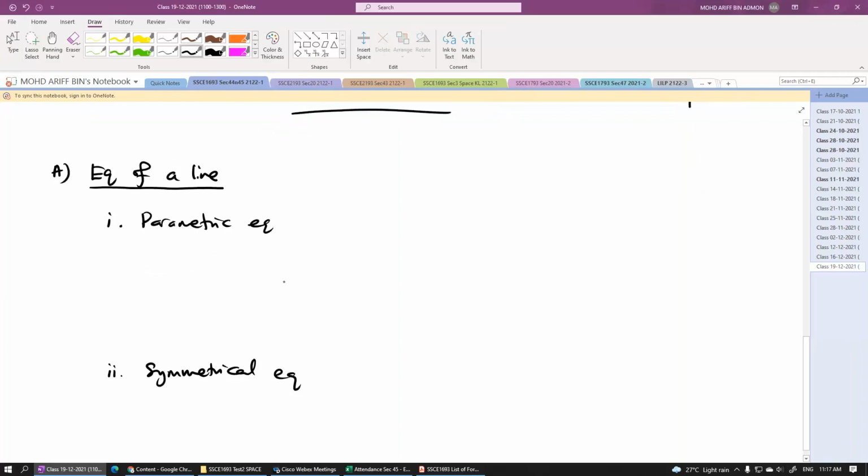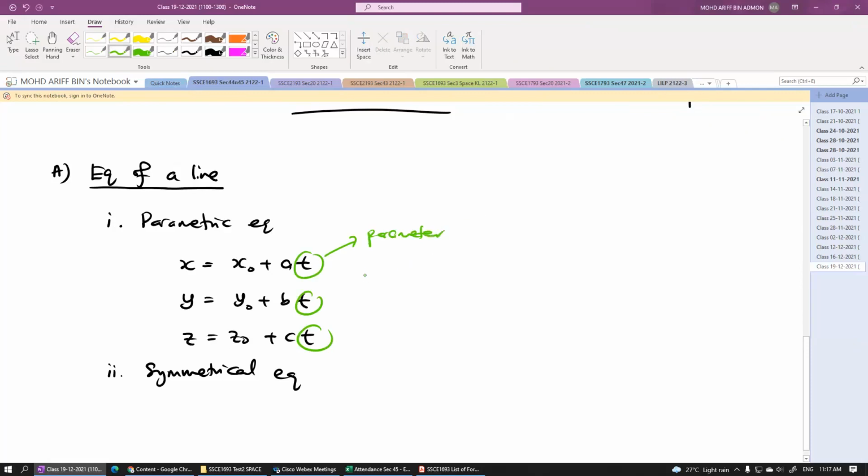Parametric equation, basically, based on the name, should have a parameter. What is our parameter? For the parametric equation, it is normally written as x equal to x naught plus at, and then y equal to y naught plus bt, z equal to z naught plus ct. So t here is our parameter.